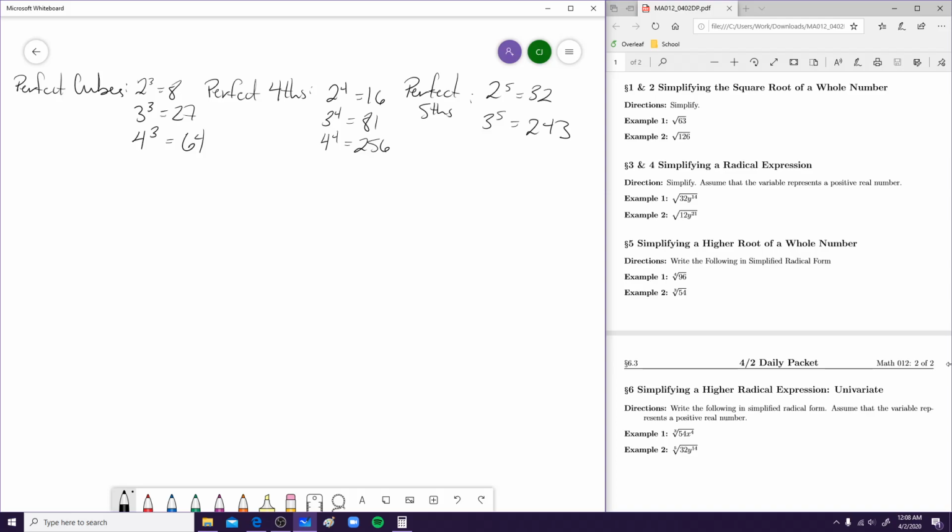So for the first 4 sections, we just focused on square roots, so when the index is 2. For topics 5 and 6, we're going to look at higher roots.